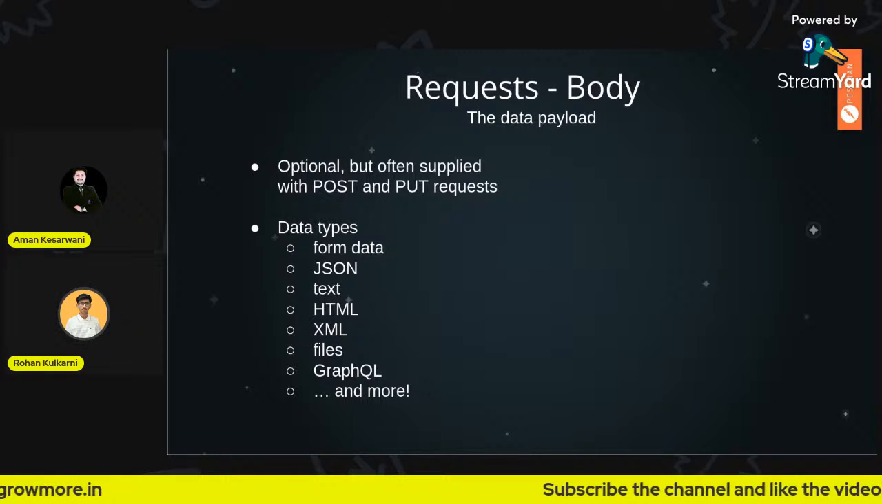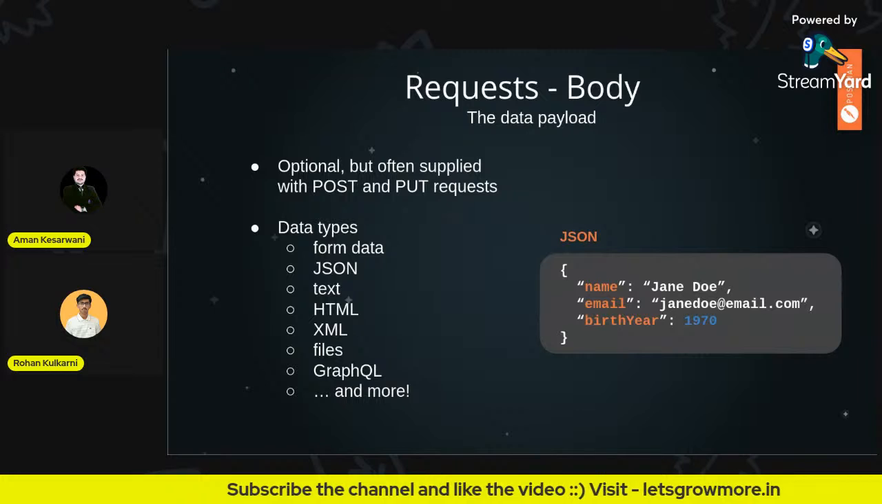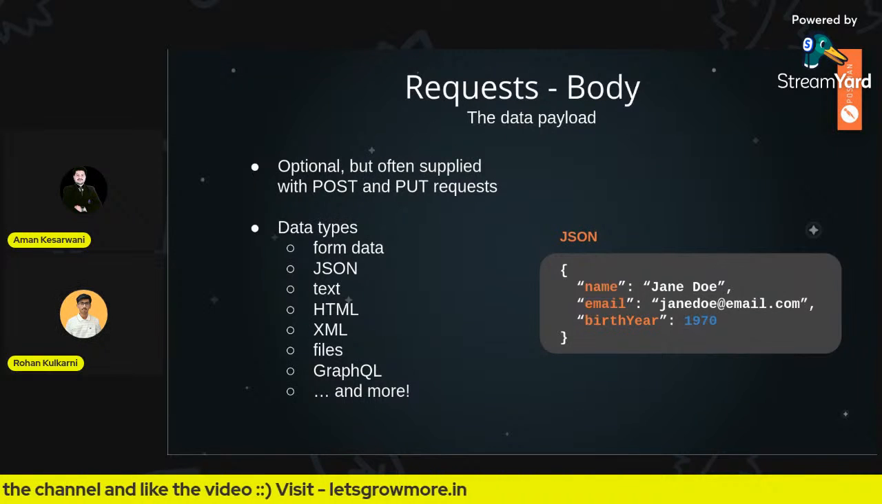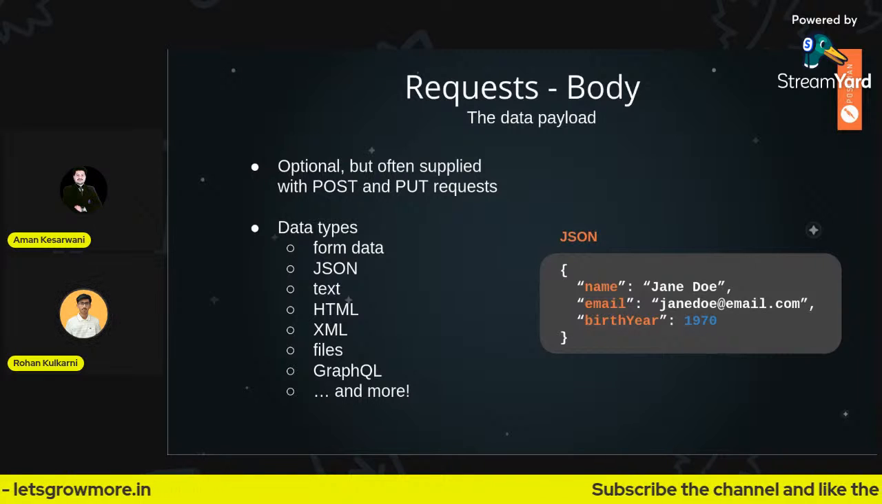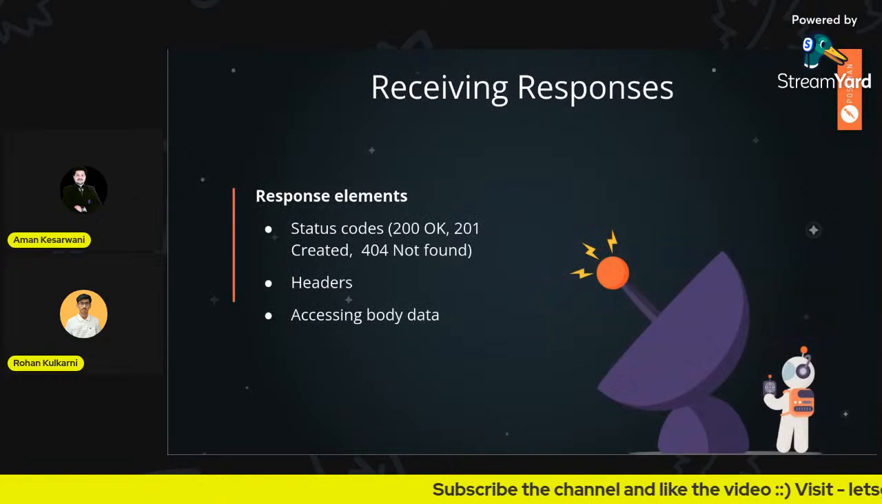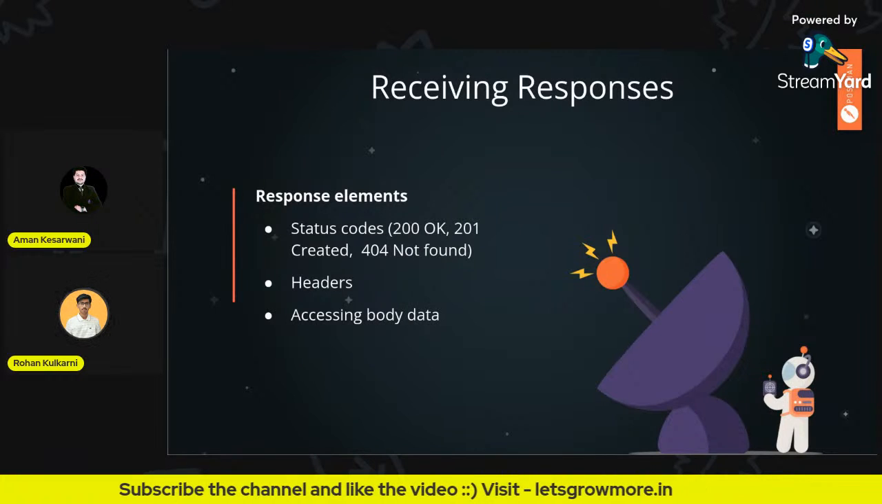So JSON is JavaScript Object Notation. This is how JSON looks like. It is like a dictionary in Python which consists of key and value pairs. But the thing is that the strings are included in double quotes in JSON. So yeah, this is about sending request to the backend.